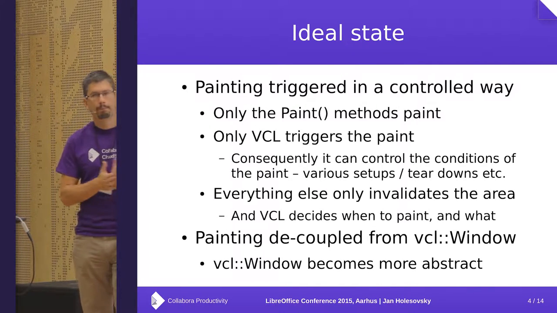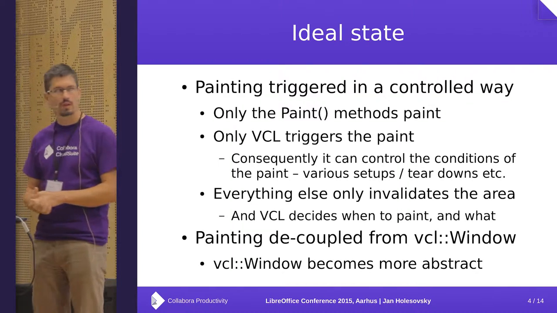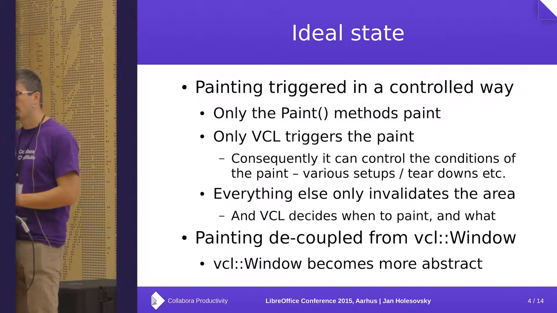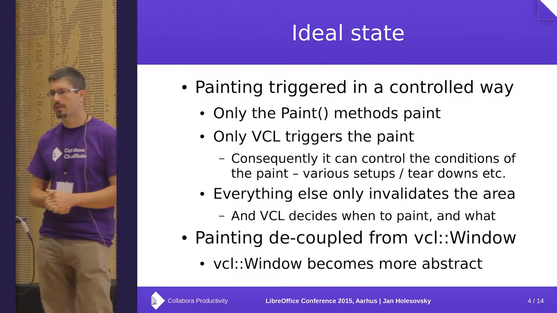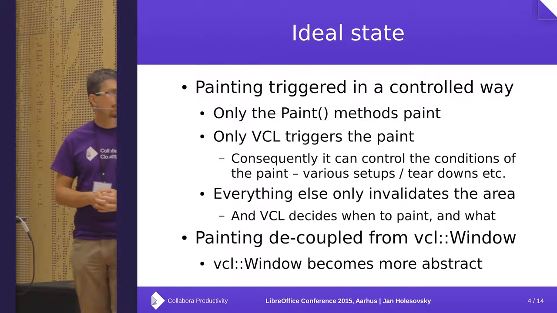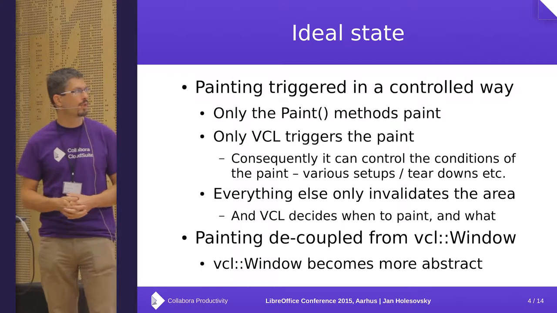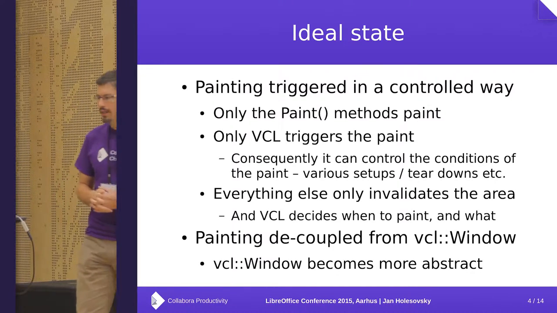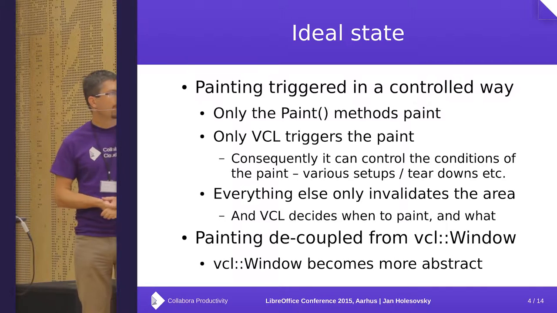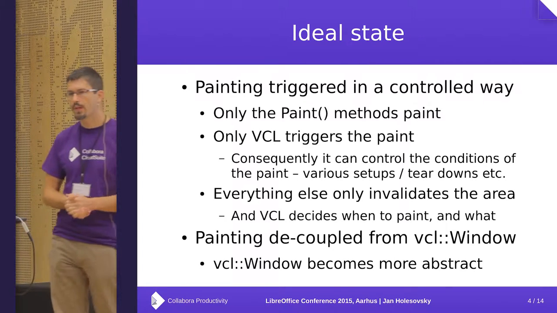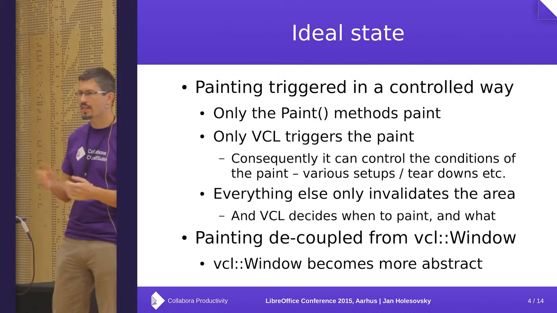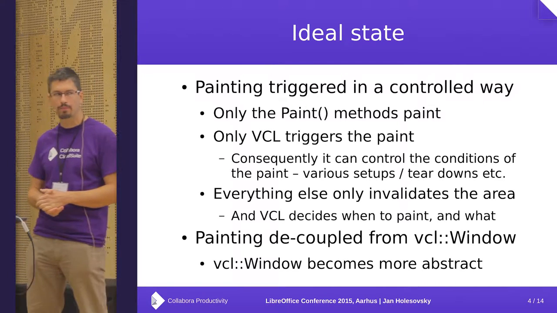Compared to that, the ideal state would be to have the painting triggered in a controlled way. It would mean that only the paint method actually paints, and we are able to know when it happens. So in the ideal state, it would be triggered only by VCL, only at the given time when we have complete control over the things that are happening. This way we can much better control what is happening, and do various setups and teardowns that might be necessary, for example, for OpenGL.